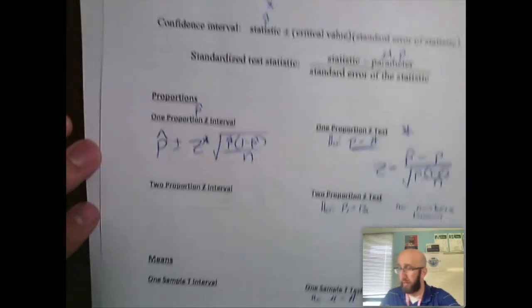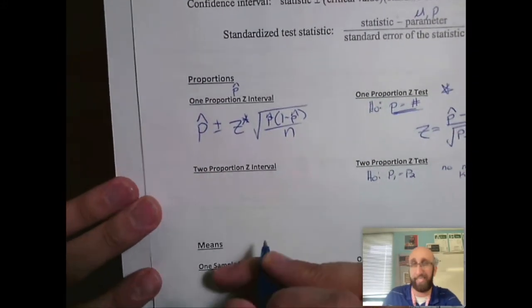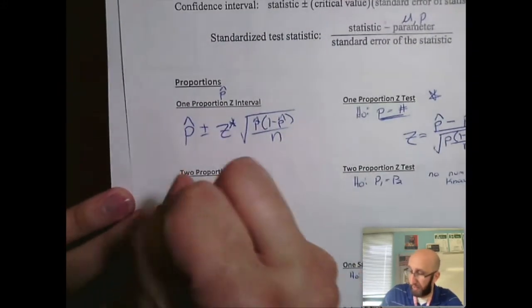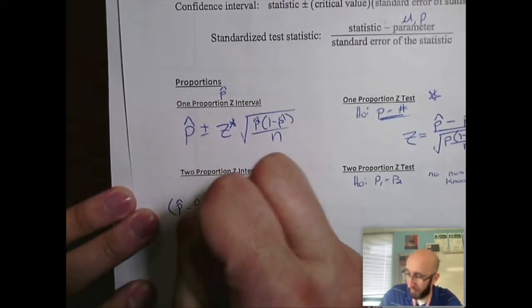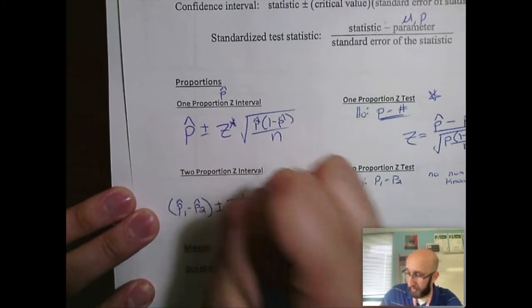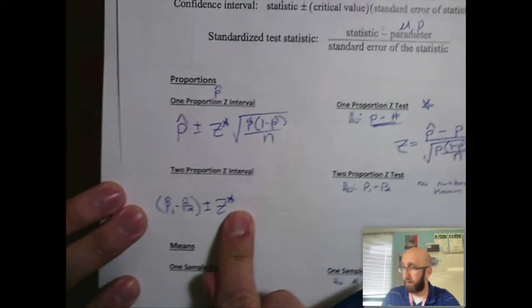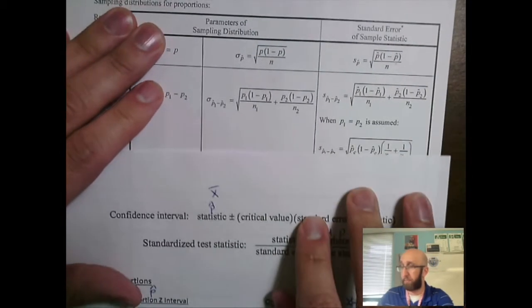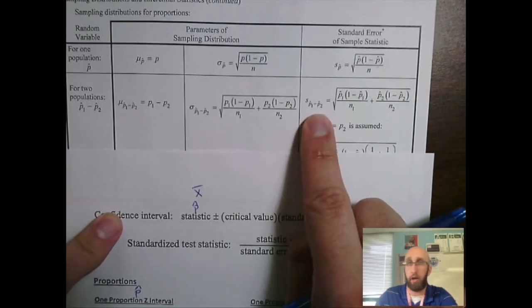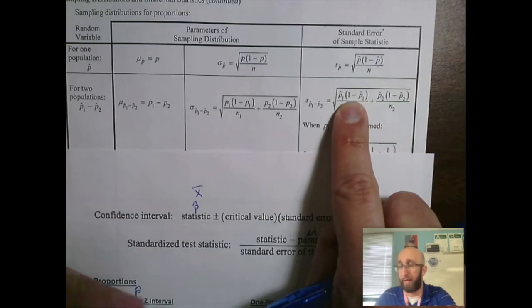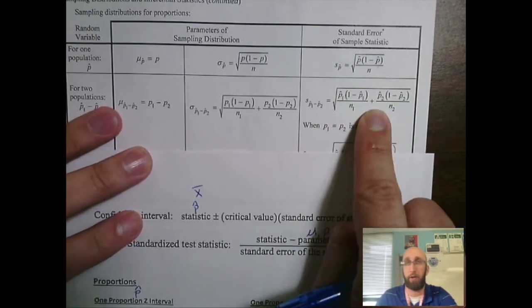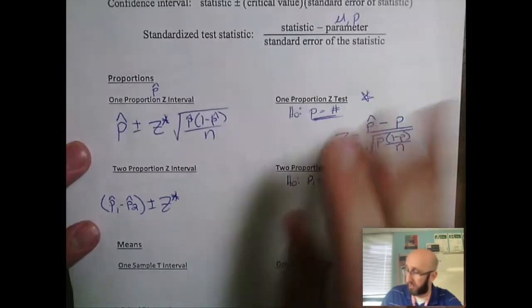It's pooled. So for a two proportion z interval, since we're doing two proportions, for my statistic you're just going to start with p-hat 1 minus p-hat 2, plus or minus z star. Then I need my standard error of the statistic. Since I'm comparing two proportions, we're going to use this one right here: square root of p-hat 1 times 1 minus p-hat 1, divided by n1, plus p-hat 2, etc., etc.